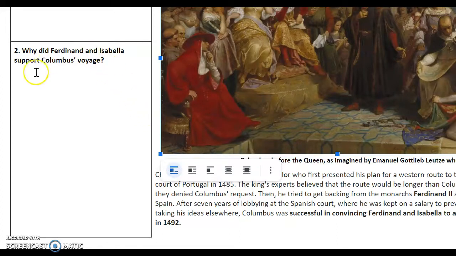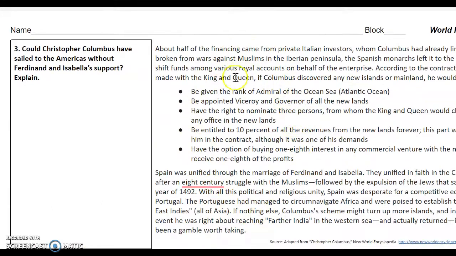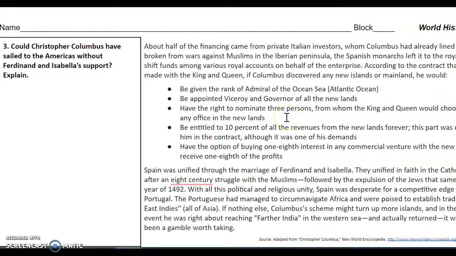Okay, why did Ferdinand and Isabella support Columbus's voyage? Well, down here it gives you some ideas of some of the things that they needed. You might also remember that they were broke and that they were competing with Portugal. They wanted to be the best of the best. So you're going to answer these questions as best as you can.